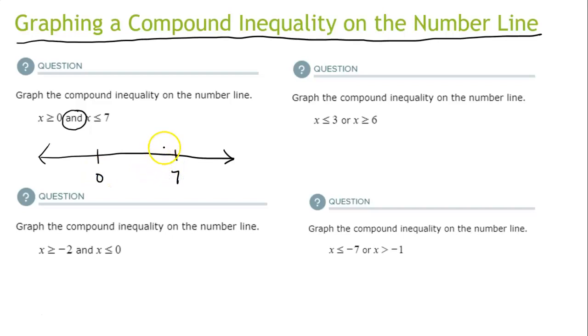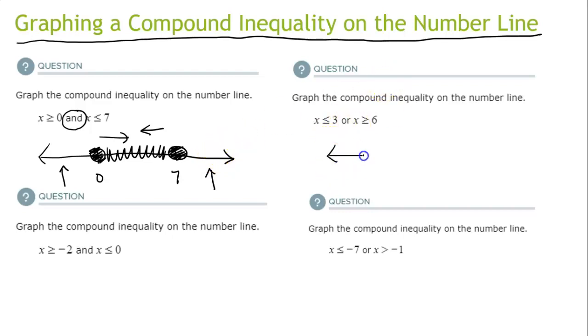So remember we learned last time that we need shaded in circles when we have less than or equal to's and greater than or equal to's. And because this says and, I want the stuff that's greater than 0 and less than 7. The only place that that's true is here. If I try to shade it out here, that's incorrect. For example, like -2 would be less than or equal to 7, but -2 would not be greater than or equal to 0. If I try to shade out here, that's also incorrect. 8 would be greater than 0, but not less than or equal to 7.